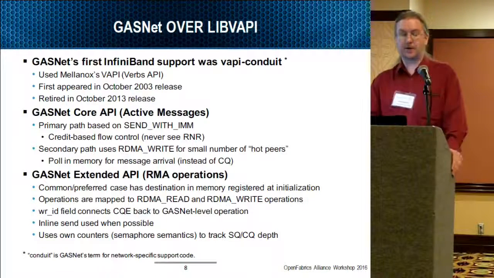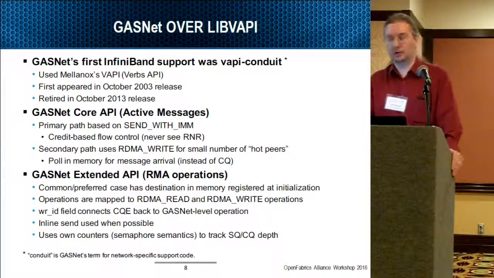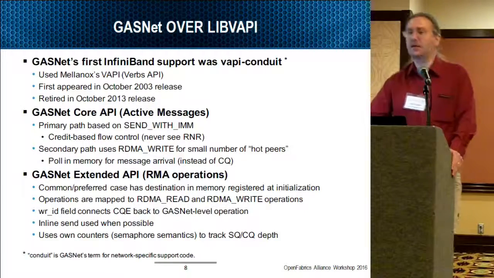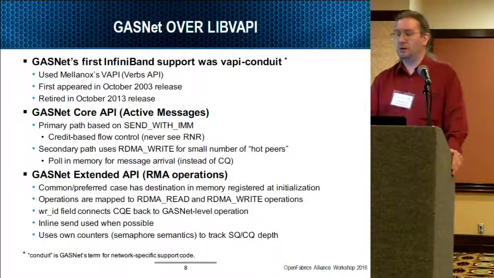That uses an RDMA write. We do this for a small number of hot peers because we want to pull only a small bounded number of locations in memory. And this is not an optimization unique to us. This has been done in MVAPICH in DK Panda's group and experimented with in OpenMPI as well. There's just no getting around the fact that completion queue is not free.